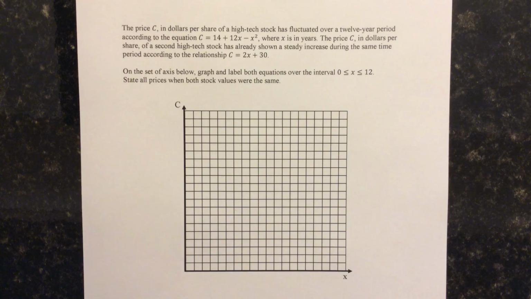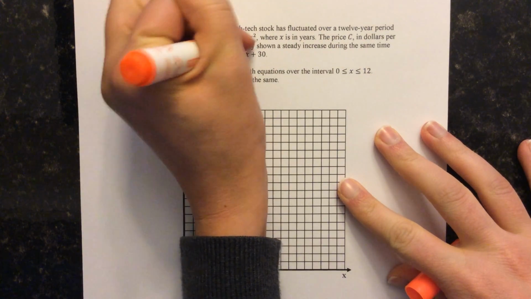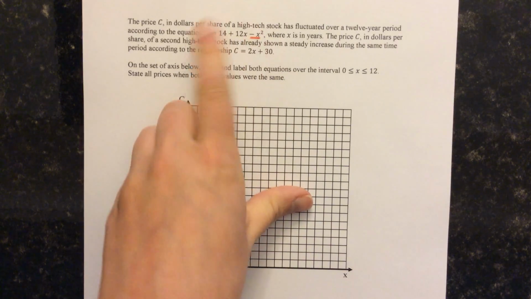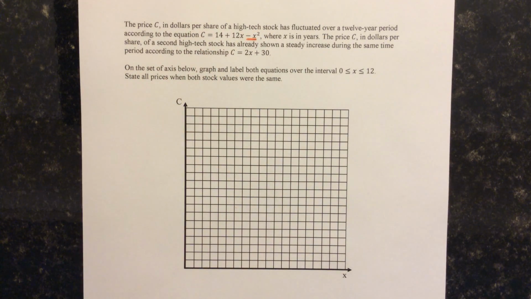Guys, this is a frowny. This is definitely a frown because it has a negative x squared. And it does look backwards. I'm used to seeing this written first. But still, no matter what order it's written, this is definitely a frowny parabola, where x is in years. The price C in dollars per share of a second high-tech stock has shown a steady increase during the same time period according to the relationship C equals 2x plus 30.